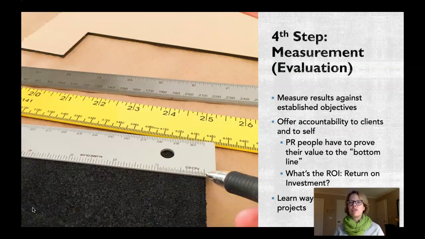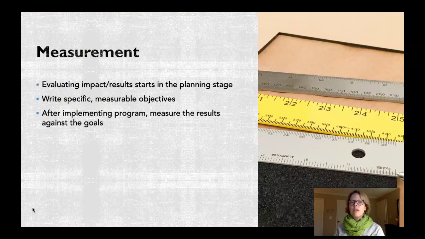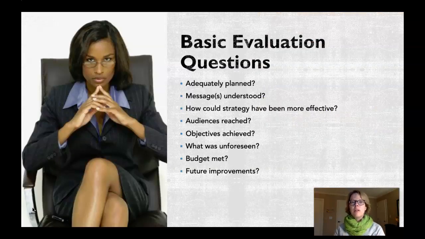Okay, and then the fourth step is measurement. This is where you're measuring your results against your objectives. So you go back and look at what your goals and objectives were, and then you see, did we do this or not? Measurement, you're evaluating, starts in the planning stage. So you're evaluating all the things that you planned. How did you succeed on those things? Basically, you're looking at, was it adequately planned? Did the audience understand my message? Were the audiences reached? Did I meet my budget? What could I do differently in the future?